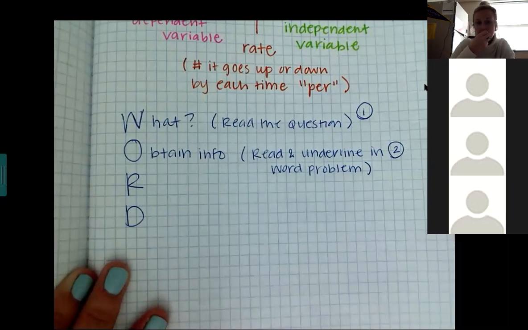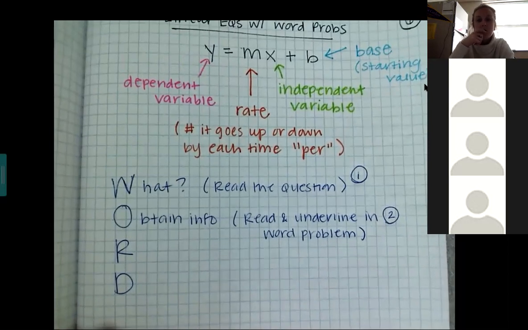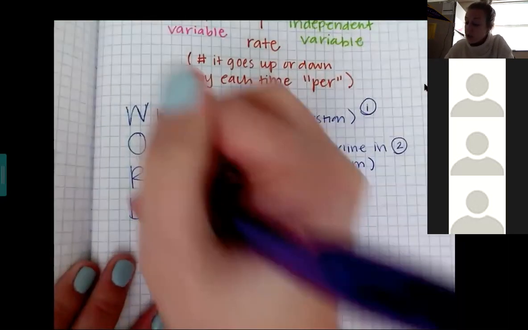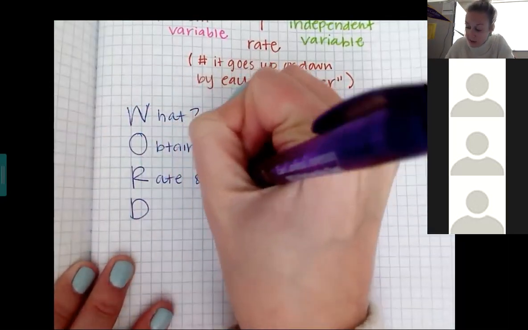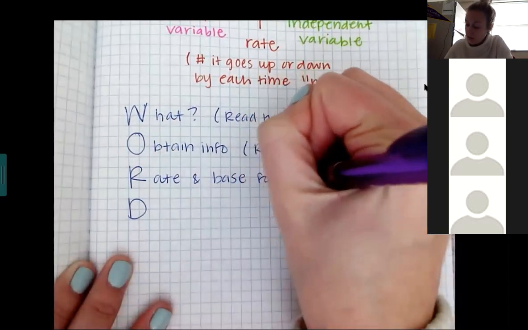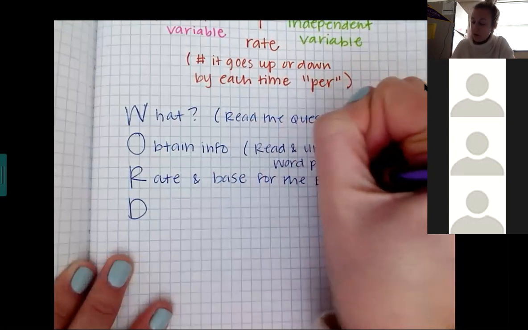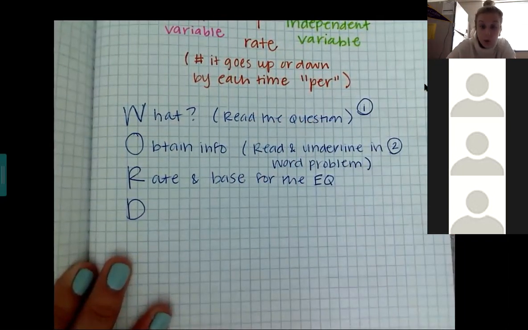All right, the R. Look at these words up here at the top. Which one of those terms starts with an R? Rate. Good. So the third step, you're going to find your rate and base for the equation. After we read the problem and get our info, we can figure out what the rate is and what the base is.